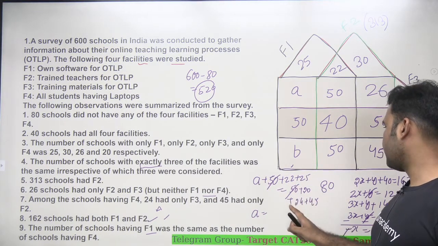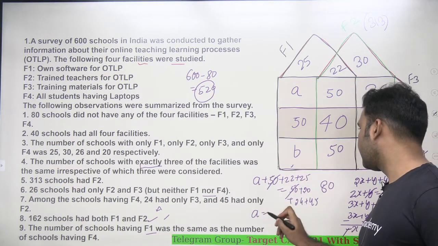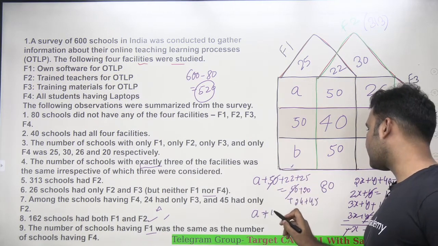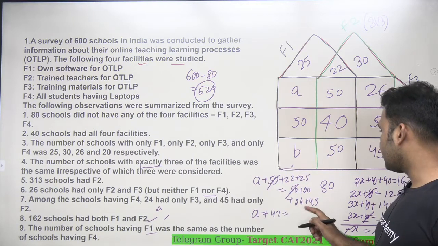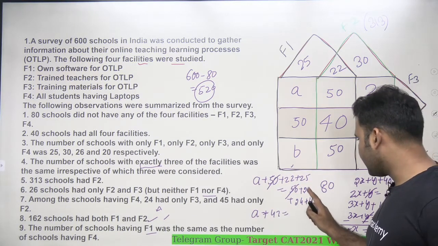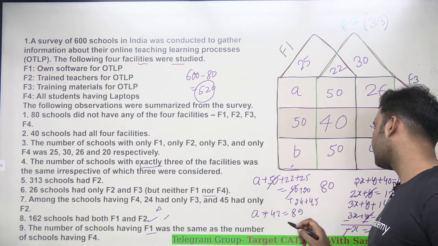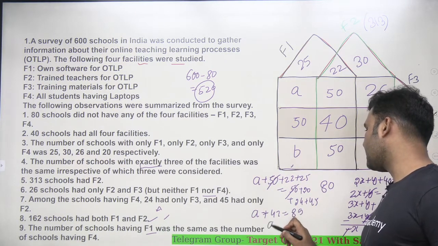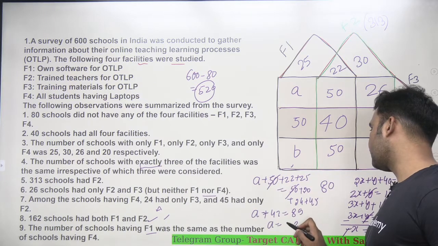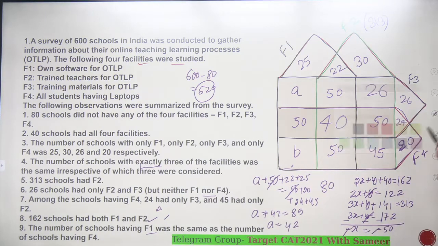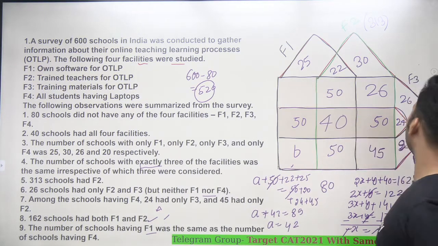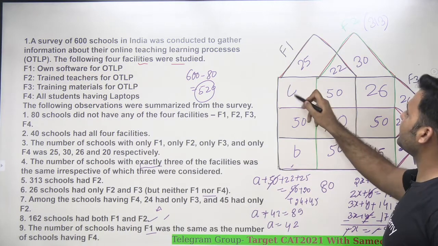22 plus 25 is 47, and 65 plus 24 would be 89, right? And you see that a would be 89 minus 47, which is 42. The value of a is equal to 42. Now you get to know the value of a as 42 also. Now you see that your whole set is completed.